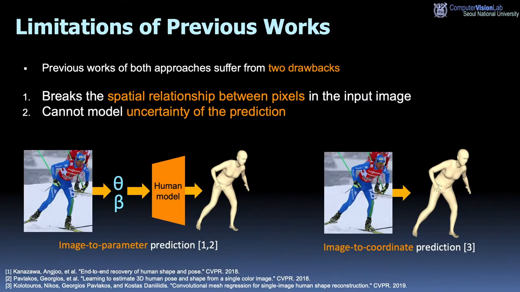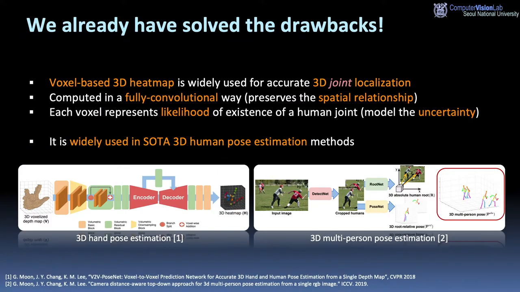Previous works of both approaches suffer from two drawbacks. First, they break the spatial relationship between pixels in the input image. Second, they cannot model uncertainty of the prediction. The two drawbacks already have been solved in the 3D human pose estimation using a voxel-based 3D heatmap. The voxel-based 3D heatmap is computed in a fully convolutional way, thus preserving the spatial relationship. In addition, each voxel represents likelihood of existence of a human joint, which models the uncertainty.